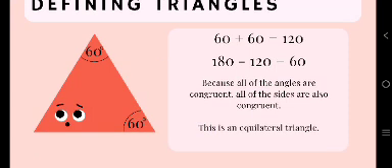Now let us move on to the other example. Here we have two angles as 60 degrees and 60 degrees. Now we need to find the third. 60 degrees plus 60 degrees is 120 degrees. We know that the sum of all three angles is 180 degrees. To find the third angle, we subtract 120 from 180, so we get 60 degrees. Because all the angles are congruent, all of the sides are also congruent. We already knew that if all the angles are the same, their sides will also be the same. So this is the case of an equilateral triangle.